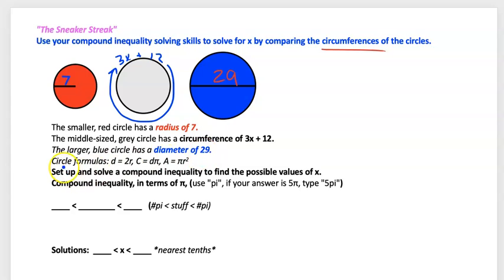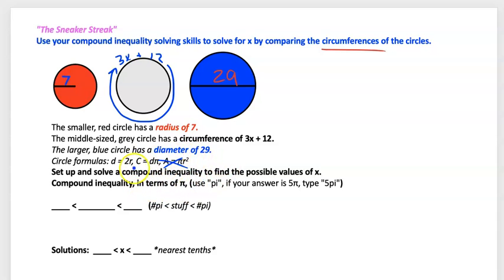Good thing I dropped in some circle formulas. A diameter equals 2 radiuses, radii. Circumference equals diameter times pi. Area equals pi r squared. I don't think we're doing area, so this is kind of a distractor, so ignore that one. Set up and solve a compound inequality to find the possible values of x. Compound inequality goes right here. We're going to leave them in terms of pi.